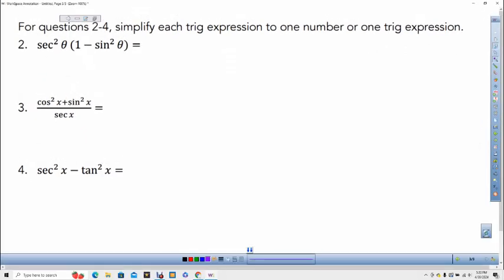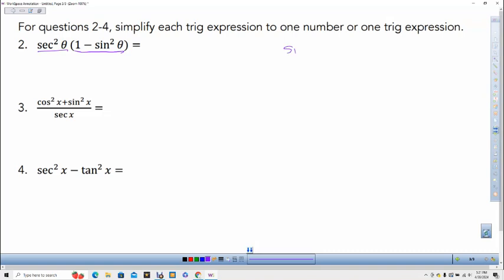All right, for questions 2 through 4, simplify each trig expression to one number or trig expression. So the first one here, we've got secant squared theta. I can do some things with that, but I'm not looking at doing anything with it right now. And here's why. It's a single term. If it's a single term, I want to leave it by itself unless I absolutely have to change it. This one is a double. It's got more than one part to it. So is there any way that I can rewrite this thing as one term?